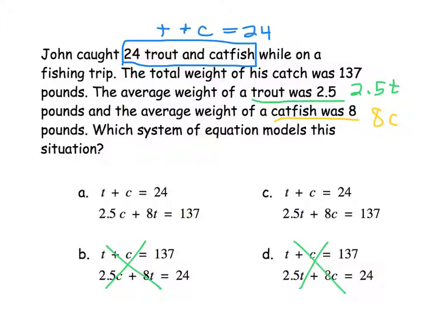So now let's just look back at our answer choices. We know that 2.5 pounds is our trout. So when we look at answer choice A, they've got 2.5 pounds for the catfish. So we know right there that's obviously wrong, so we can go ahead and cross out answer choice A. Now hopefully answer choice C is going to match what we're looking at. We've got 2.5 pounds for our trout, that's what we wanted, 8 pounds for our catfish equals 137. So just with process of elimination, we found our answer.